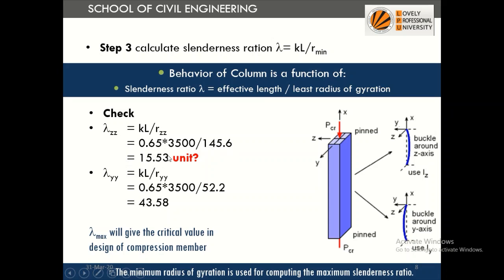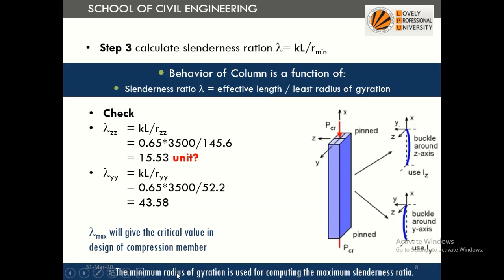It is 15.53. Any guesses for what will be the unit of slenderness ratio? It is length by length. So slenderness ratio is a unitless quantity. Similarly, we will calculate it for lambda yy, that is KL upon ryy. Ryy is 52.2. So like this we will get the values of lambda zz and lambda yy.